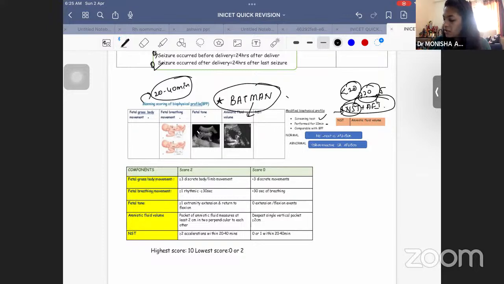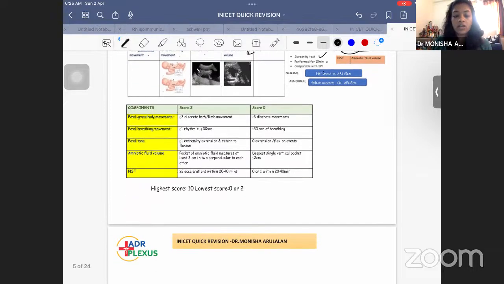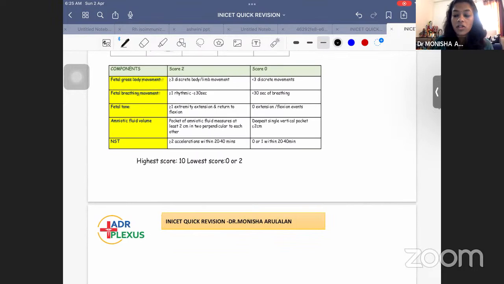It is comparable with the BPP. So in most of the institutes where you have a lot of patients, they go with the modified biophysical profile. Most of the time they'll be asking what the components of the biophysical profile are. If they have to be more mean, they may ask what the highest score is and what the lowest score is. The highest score is 10 and the lowest score is 0 or 2.